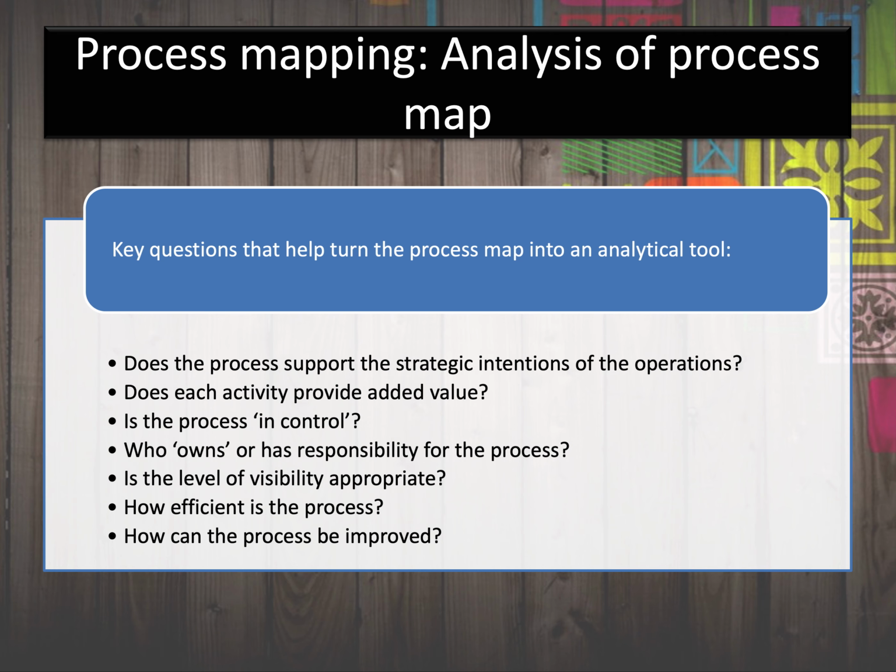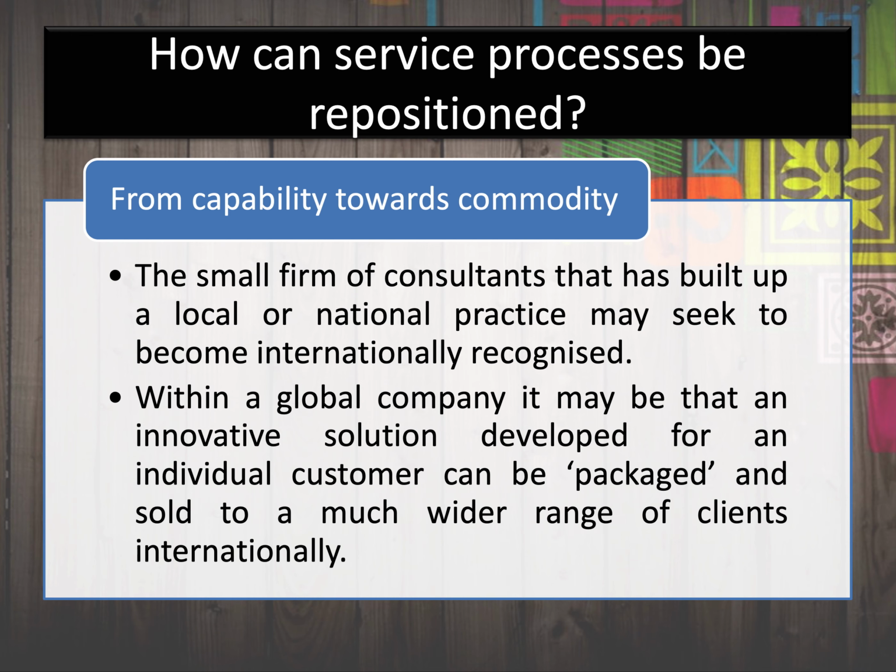First, does the process support the strategic intention of the operations? Does each activity provide added value? Is the process in control? Who owns or has responsibility for the process? Is the level of visibility appropriate? How efficient is the process? And how can the process be improved? These are the 7 key questions that you need to ask before you analyze the data from your process mapping.